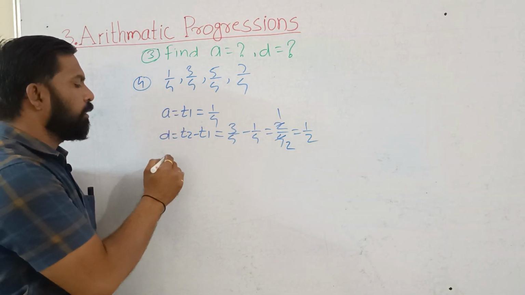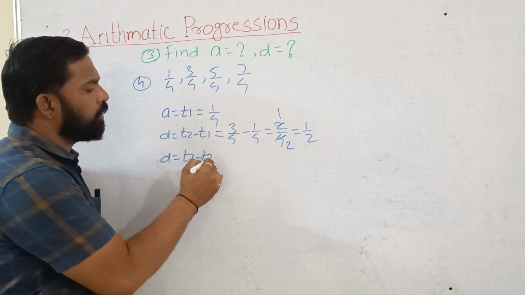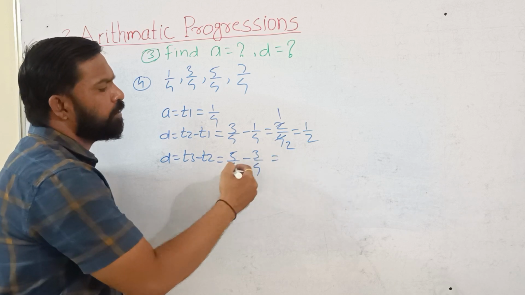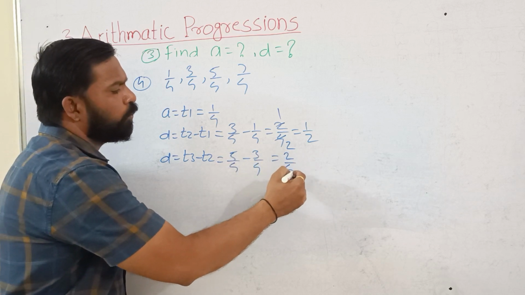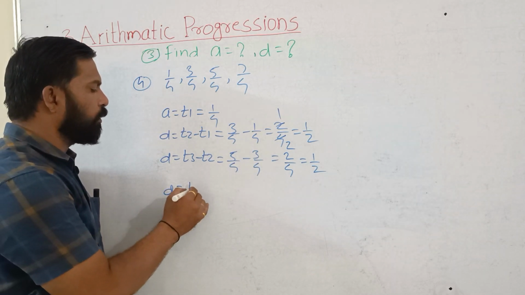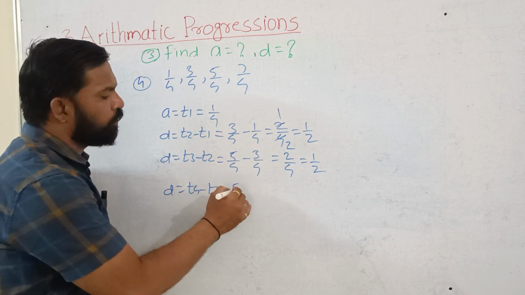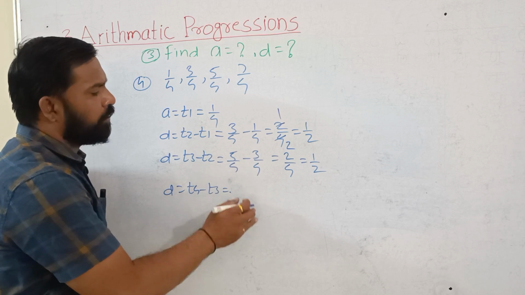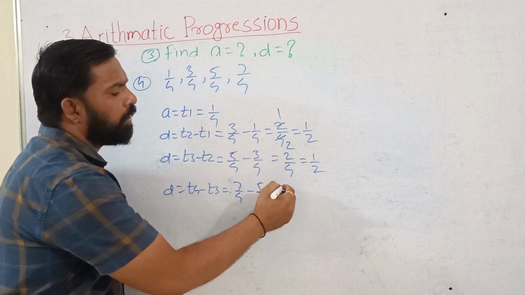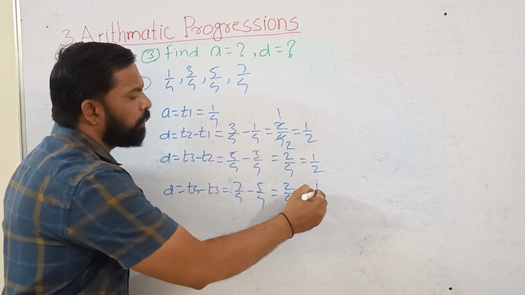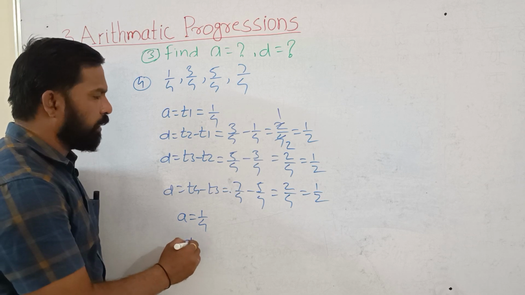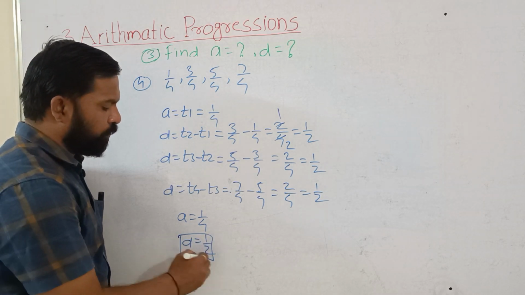Now the next one, D is equal to T3 minus T2, 5 by 4 minus 3 by 4, which is equal to 5 minus 3, 2 by 4, which is again 1 by 2. D is equal to T4 minus T3, which is 7 by 4 minus 5 by 4, 7 minus 5, 2 by 4, 1 by 2. So here A is 1 by 4 and D is 1 by 2.